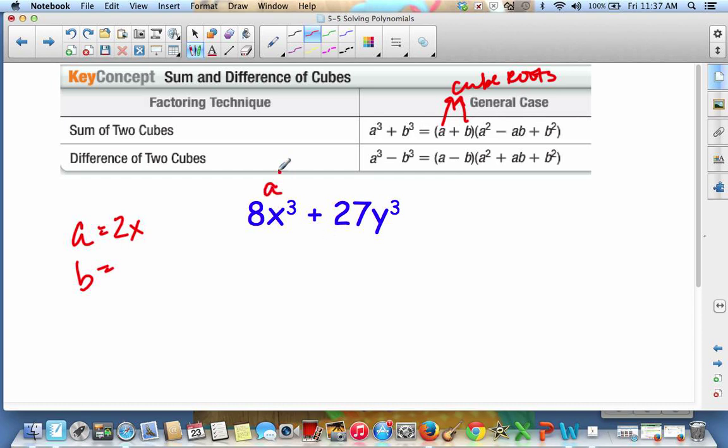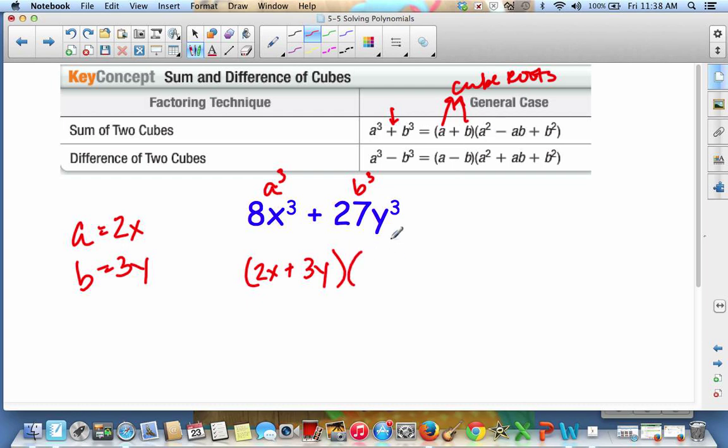Alright, so this is a cubed and this is b cubed, and we're going to be using the sum because we have an addition sign here. So b then, the cube root of 27 is 3, and the cube root of y cubed is going to be y. Now I can just plug it in right here. So when we factor this, we end up with 2x plus 3y.